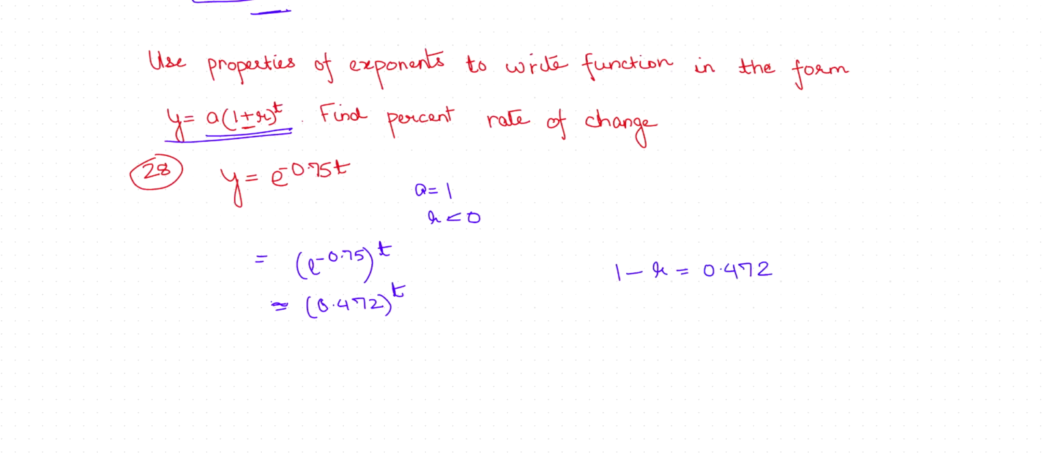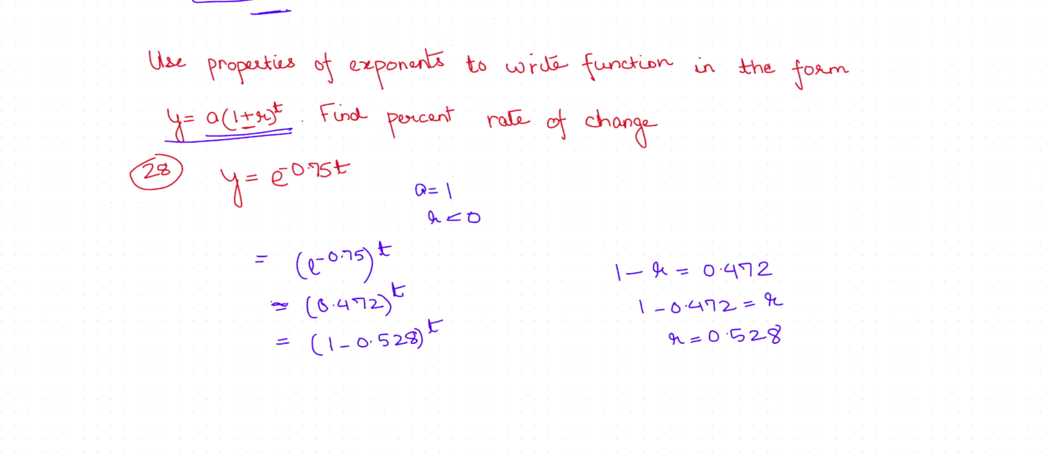Okay. So 1 minus 0.472 is approximately equal to r. So r will be 0.528. Okay, so this gives us 1 minus 0.528. This is the r. Like 1 minus r was 0.47. Okay, so this is 0.528.